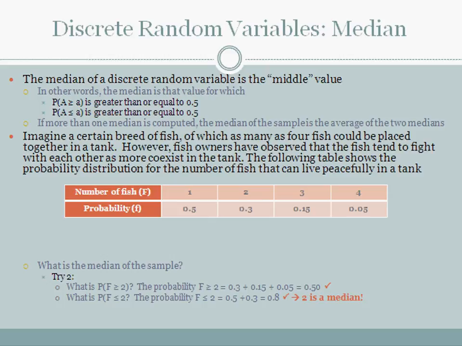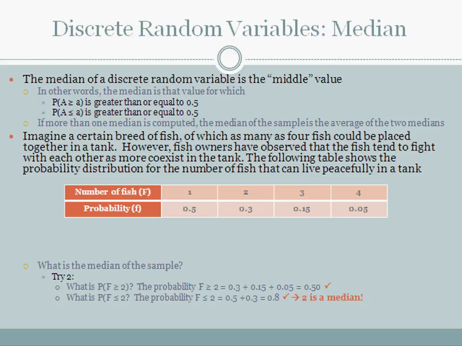What do we expect is the median of the sample? We know that the mean is 1.75. Let's try a median of 2. Is the probability that the number of fish is greater than or equal to 2 equal to or greater than 50%? The probability that the number of fish is greater than or equal to 2 is 0.3 plus 0.15 plus 0.05, or the probabilities of the number of fish being 2, 3, or 4. This probability is equal to 50%.